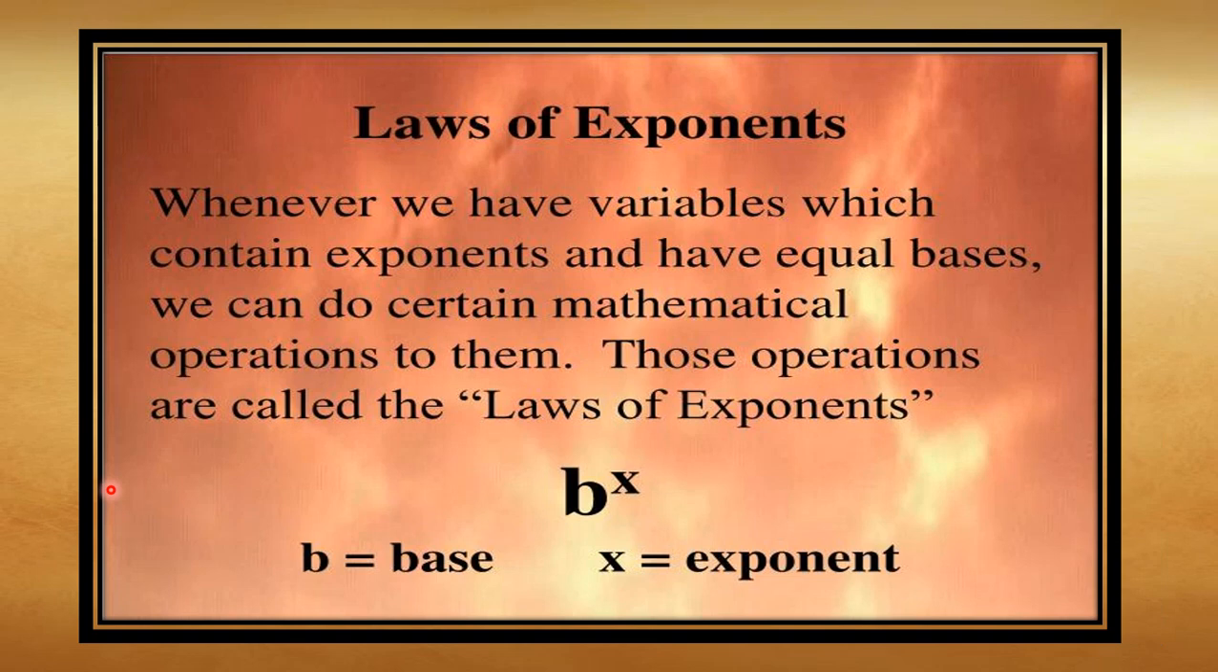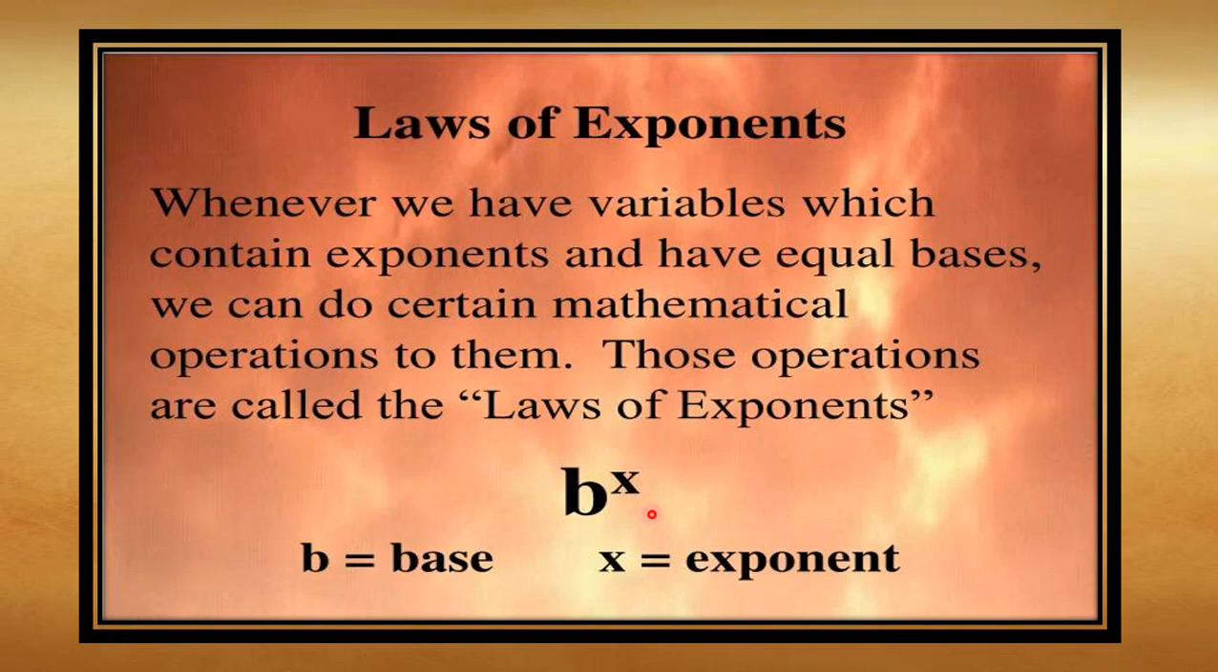When we have variables which contain exponents and have equal bases, or we can say two exponential forms, and we apply some mathematical operations to them, these operations for the exponential forms are known as the laws of exponents, or properties of exponents. If we write b raised to the power x, then b is known as the base and x is its exponent. This b raised to the power x is known as the exponential form of a number.